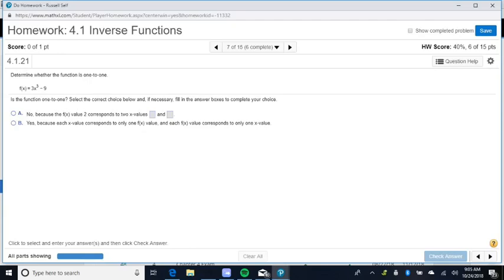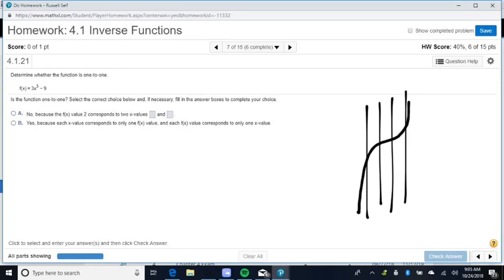Now, the next one. Determine whether the function is one-to-one. So the function is f of x equals 3x squared minus 9. And if you remember 3x cubed, that graph looks like this. Now, it shifted up and down. Who cares? We're just worried about the shape of the graph. And if you look at the shape of the graph, remember horizontal lines all day long because it is indeed a function. And look what else.